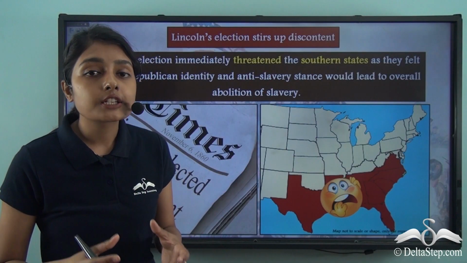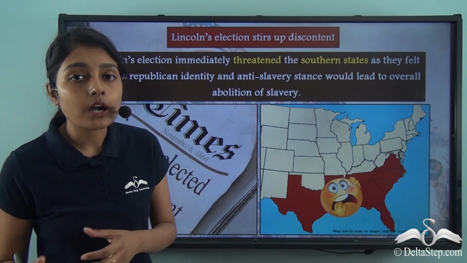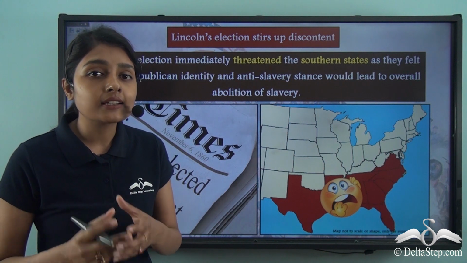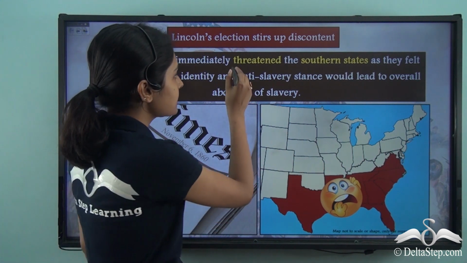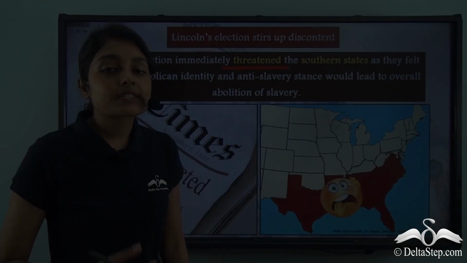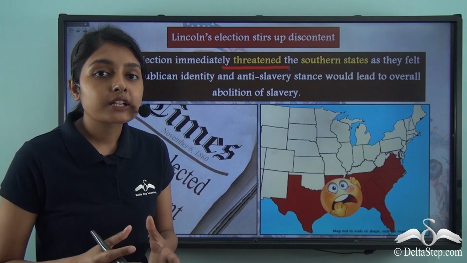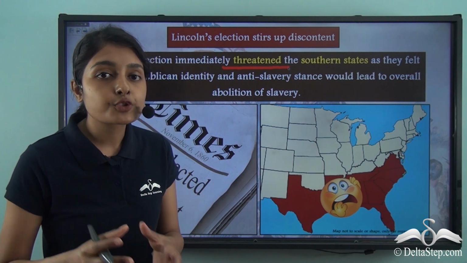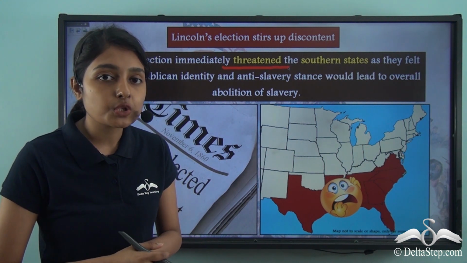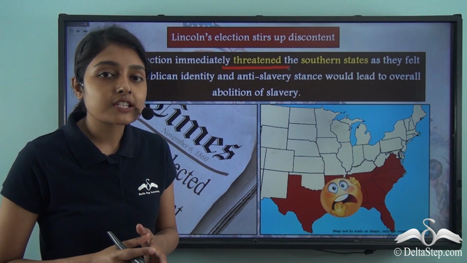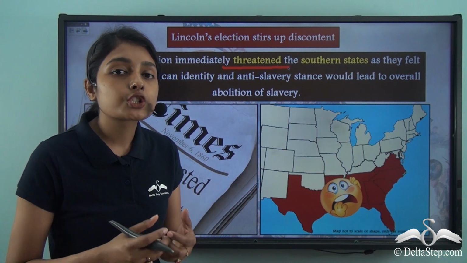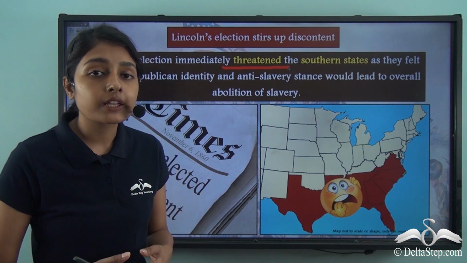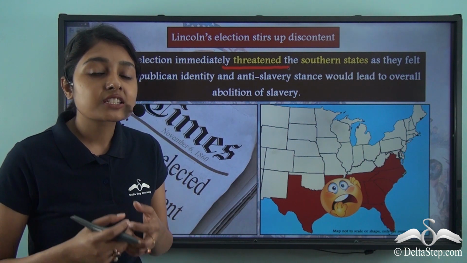Now, when a Republican president who was openly anti-slavery was coming to power, the southern states started feeling threatened. They were afraid that if this Republican president came to power as the president of the US, the institution of slavery could be abolished altogether. That is, it could be wiped away from the face of America, which is why they felt threatened.